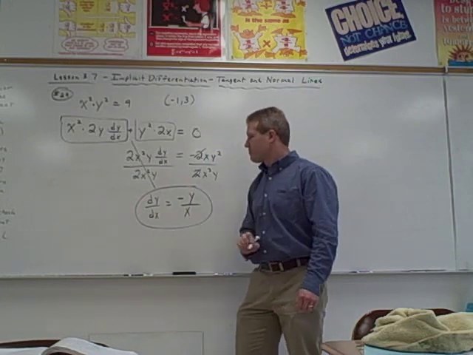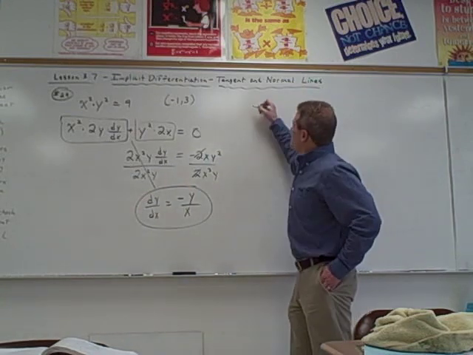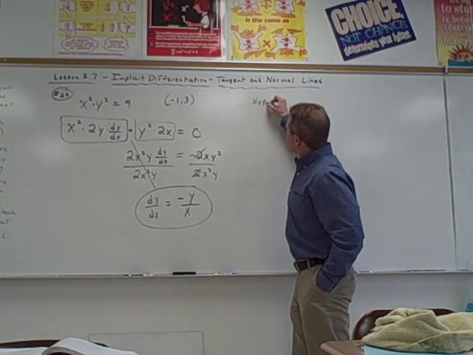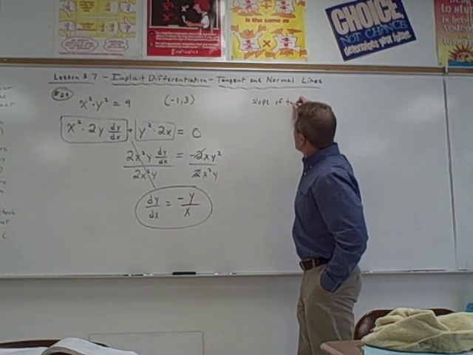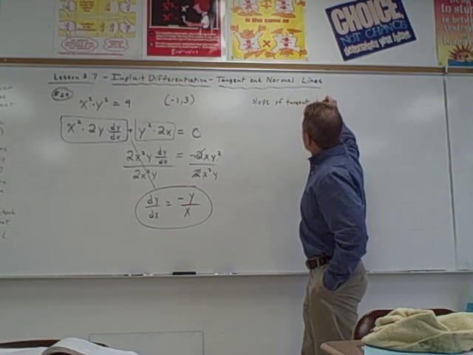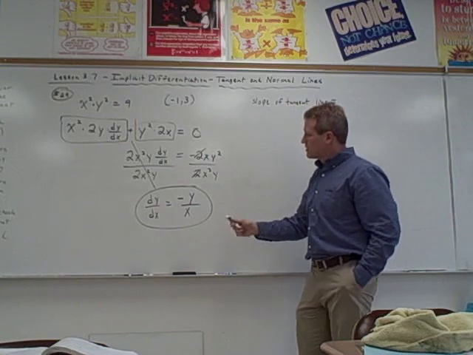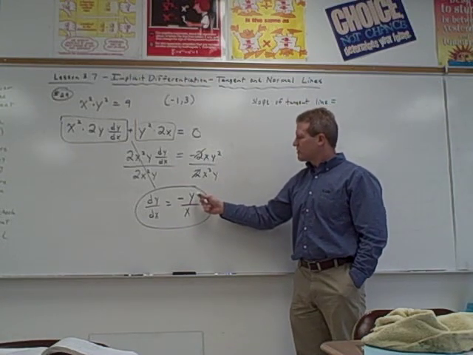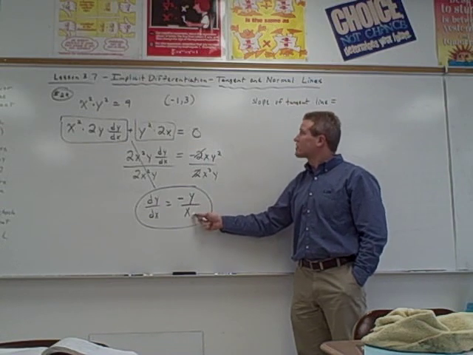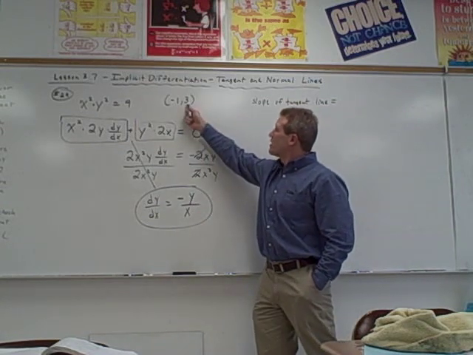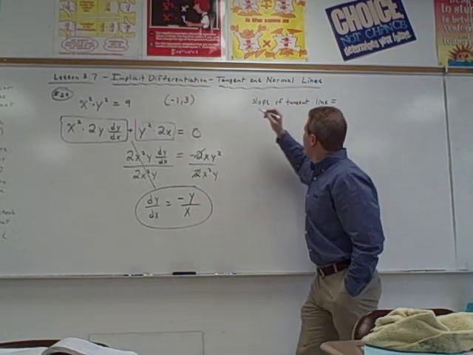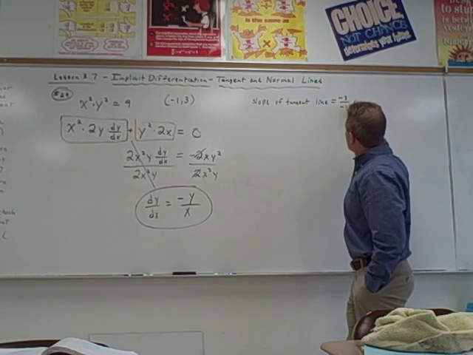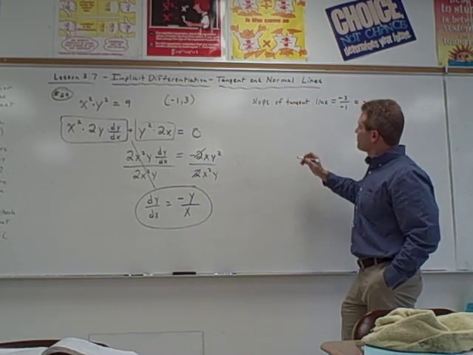There's your derivative. So we can use that derivative to give us the slope of the tangent line, because the derivative is the slope of the tangent line. So if you put the opposite of your y coordinate over your x coordinate, so the opposite of y would be -3 over -1, which comes out to 3.